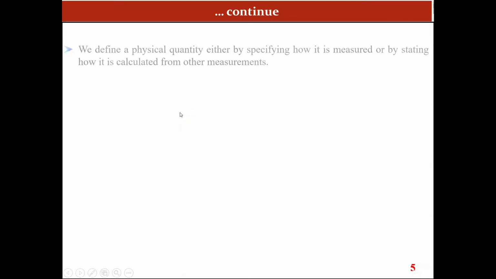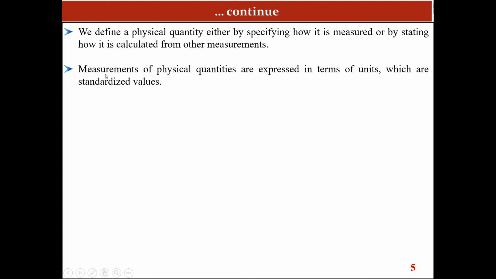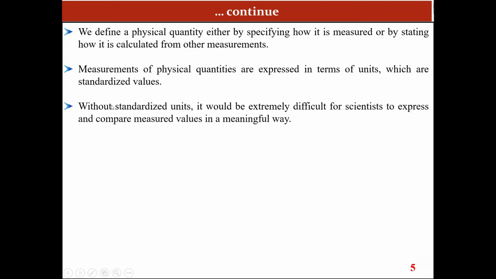Now let's go to the next point. We define a physical quantity either by specifying how it is measured or by stating how it is calculated from other measurements. By looking at how they are calculated, it's possible to define the physical quantity. Measurements of physical quantities are expressed in terms of units, which are standardized values. Without standardized units, it will be extremely difficult for scientists to express and compare measured values in a meaningful way. So for this, we need to have standardized units.